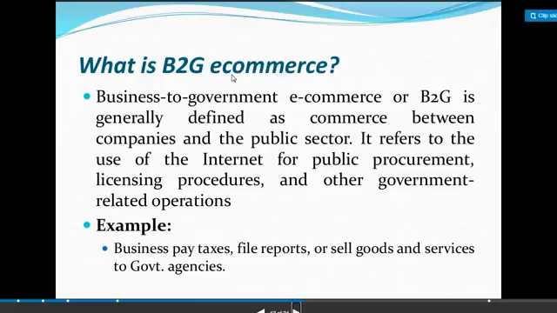This is some e-governance, B2G. B2G, government e-commerce, is generally defined as commerce between companies and the public sector. It refers to the use of the internet for public procurement, licensing procedure and other government related operations. Business pay tax, file reports or sell goods and services to government agencies. Means businesses are selling to government agencies.